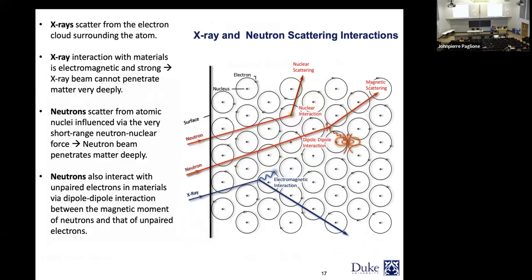If you're thinking about neutrons, the neutrons are neutral, so they can penetrate into the sample, so they can be a bulk measurement. But also neutrons have spins. So the spin of a neutron can actually interact with the spin of your sample, and through the dipole-dipole interaction, you will be able to measure the magnetic properties of the compound.